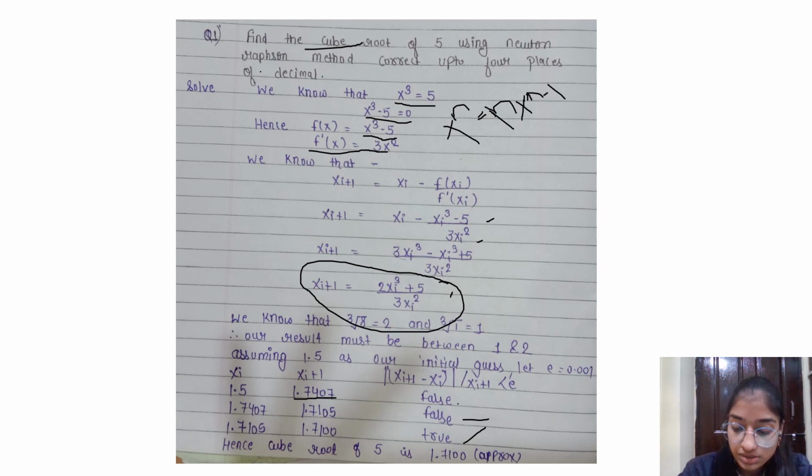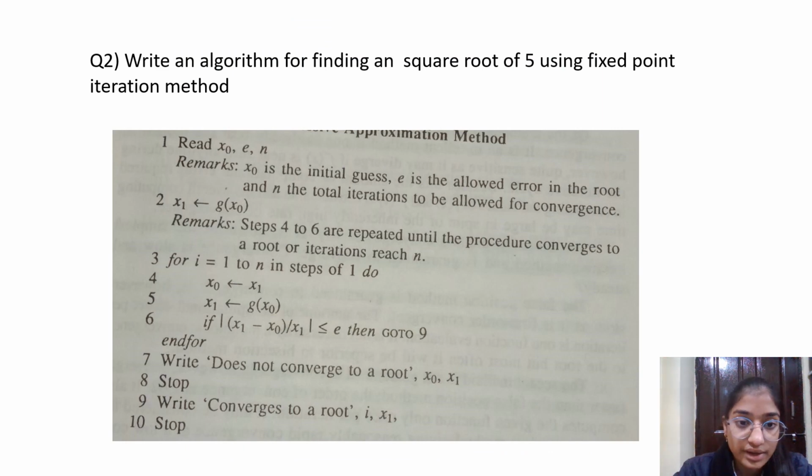Now moving to the next question, which says: write an algorithm for finding the square root of 5 using the fixed point iteration method. So let's get started. In the first step, we read x0, e, and n from the user. x0 is the initial guess value, e is the precision value, and n is the total number of iterations allowed for convergence. In the second step, we initialize g(x0) in x1.